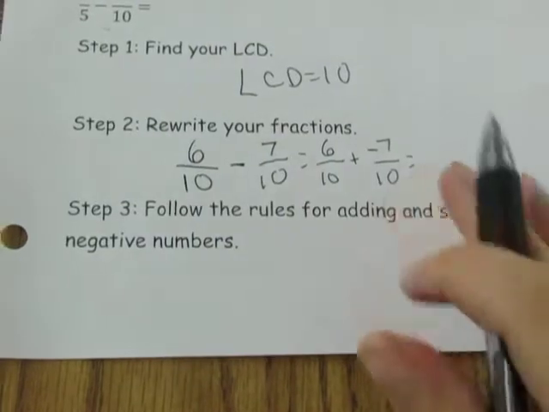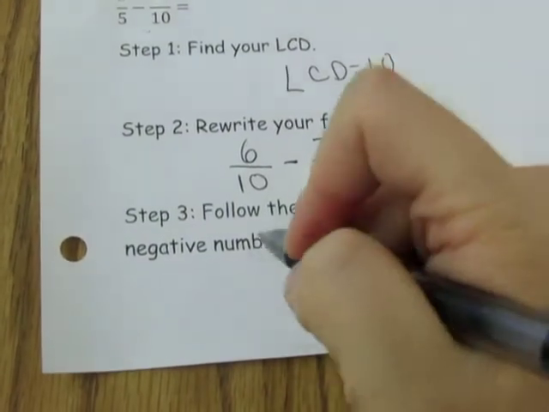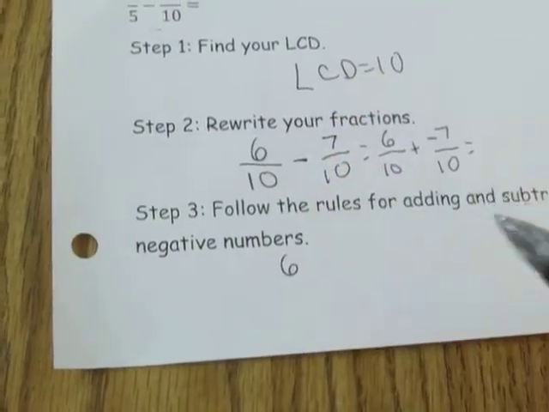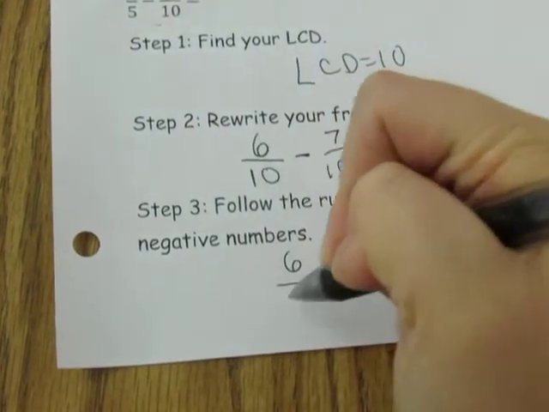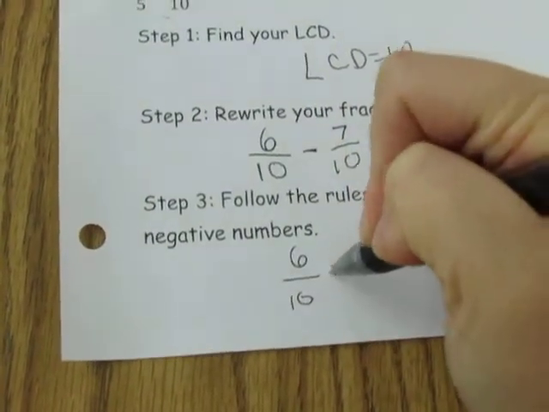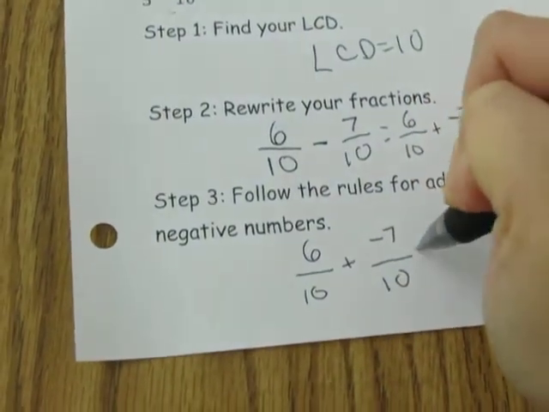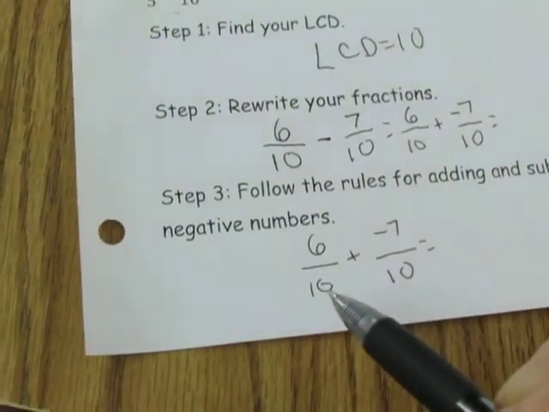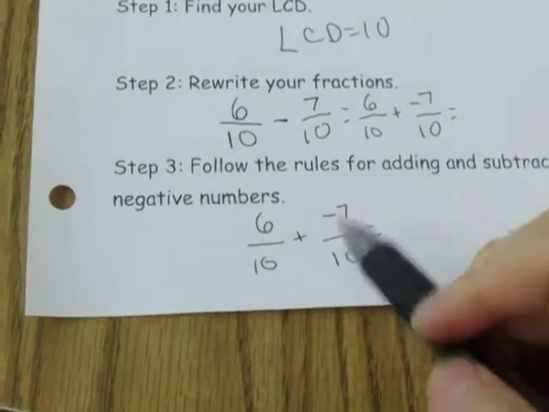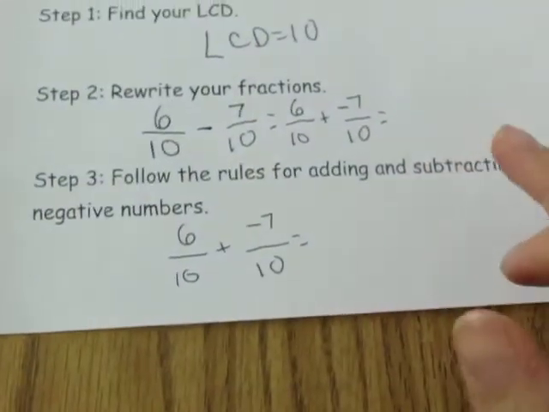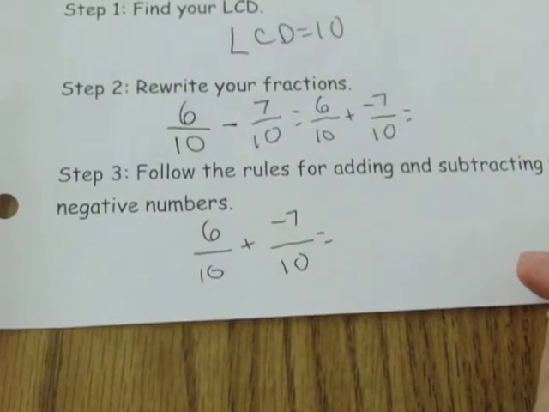Now, the first thing I'm going to rewrite it down here. Now I just got to follow my rule for adding and subtracting negative numbers. First thing you got to ask yourself is, are they same signs or different signs? Well, they're different signs. 6 over 10 is positive, but the 7 over 10 is negative. So because they are different signs, you're going to subtract.